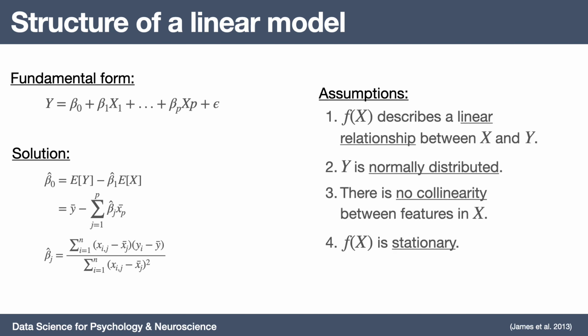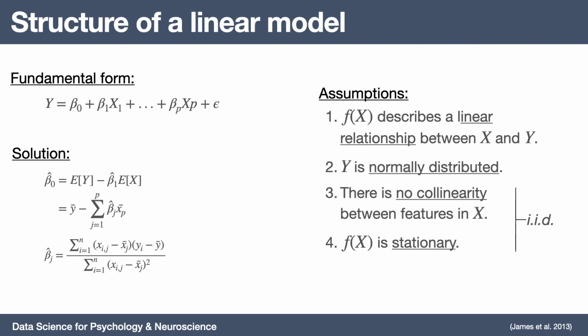If you recall, the assumptions of standard ordinary least squares linear regression are that the function f of x describes a linear relationship between x and y, y is normally distributed, there is no collinearity or correlation between features in x, and f of x is stationary. And some of these terms fall under the condition of being independent and identically distributed variables. Now, why do we have these assumptions?